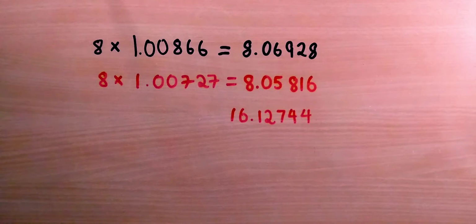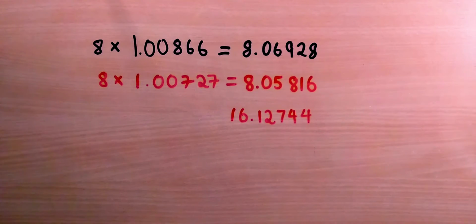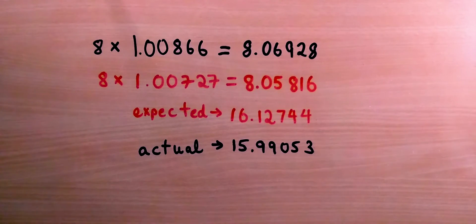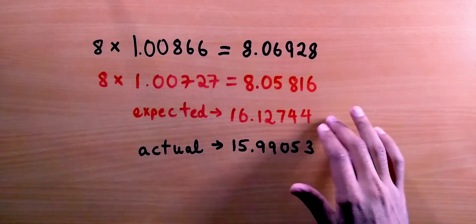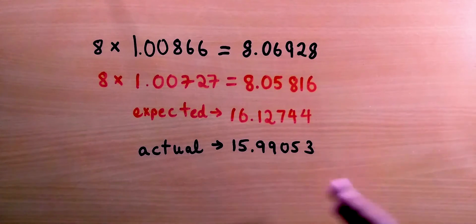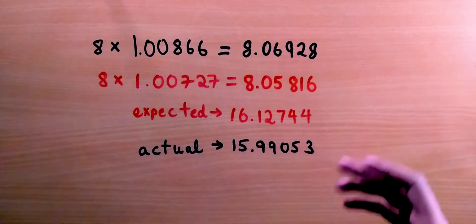Now, using mass spectroscopy and other such methods, scientists have found the mass of an oxygen nucleus to a very precise value, and the value of an oxygen nucleus that has been experimentally calculated turns out to be this, 15.99053. And now that leads to a very weird thing. We expect the mass of an oxygen nucleus to be 16.12744, whereas the actual one is pretty different, and the difference between the two is substantial.